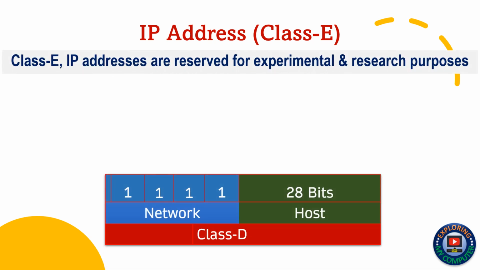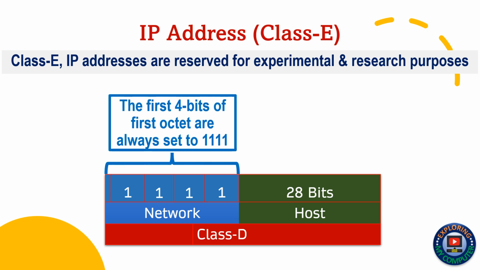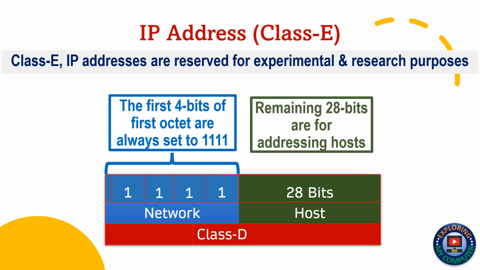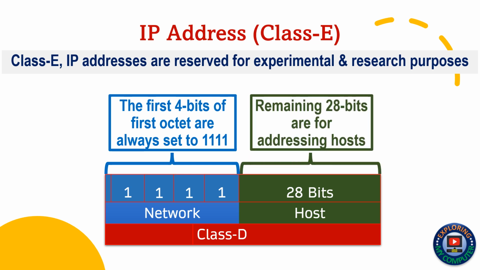IP addresses belonging to Class E are reserved for experimental and research purposes. The first 4 bits of first octet are always set to 1111. And the remaining 28 bits are for addressing hosts.